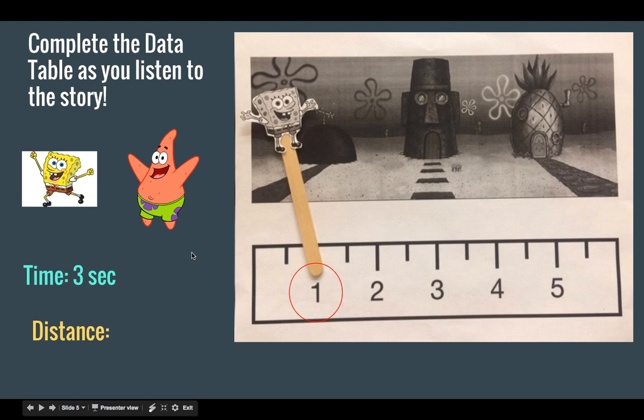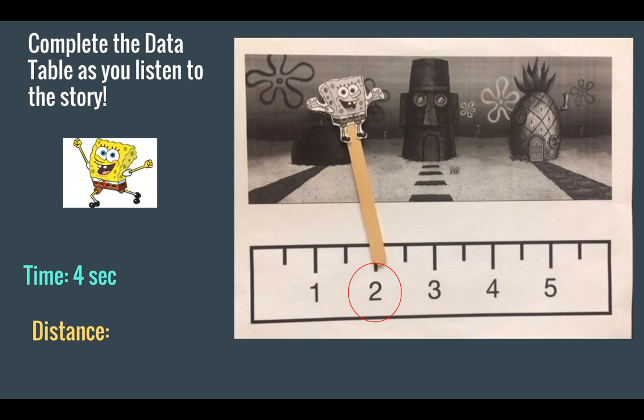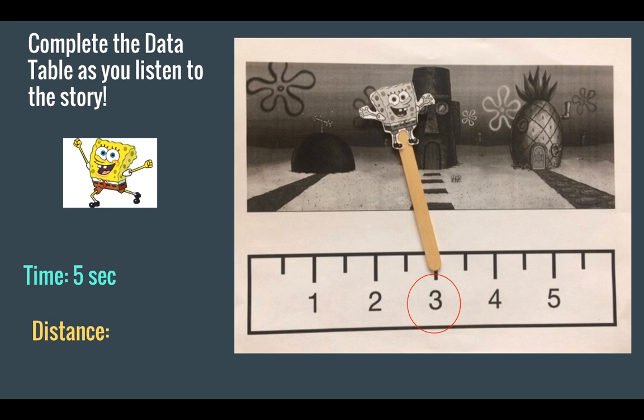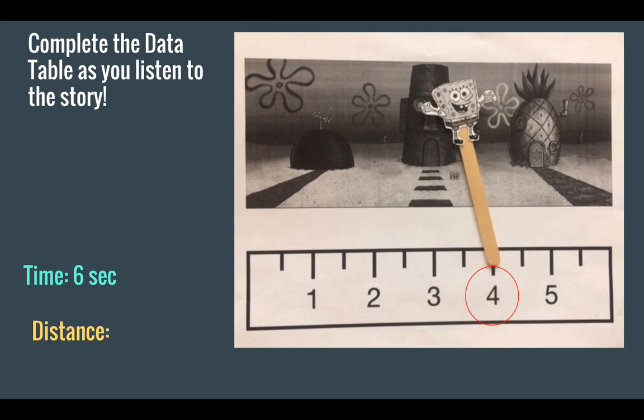for the day, and they figured out they want to cheer up Plankton. Plankton is always so angry and evil, they want to make him happy. So they figure out that SpongeBob needs to go back to his house. So at time 4 seconds, he's now at meter 2. He's still trucking along, walking down the block. Still going, almost at his home at the pineapple.